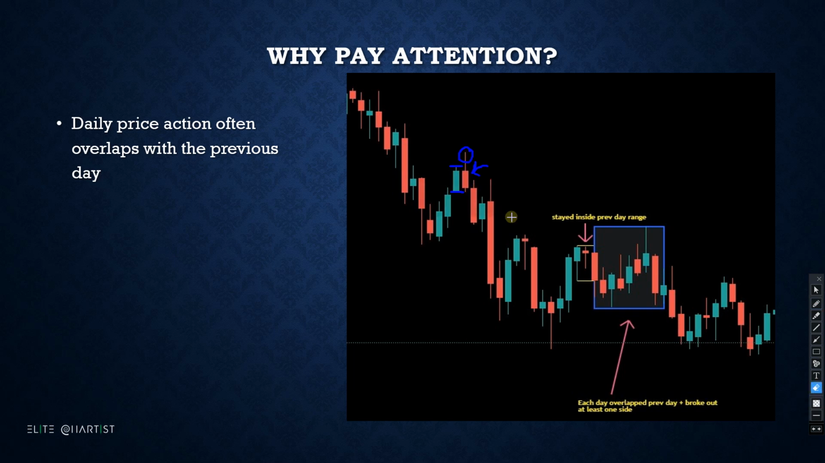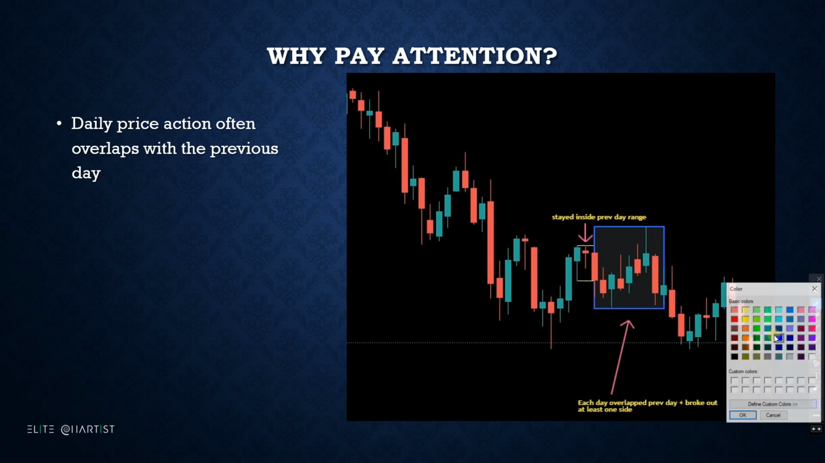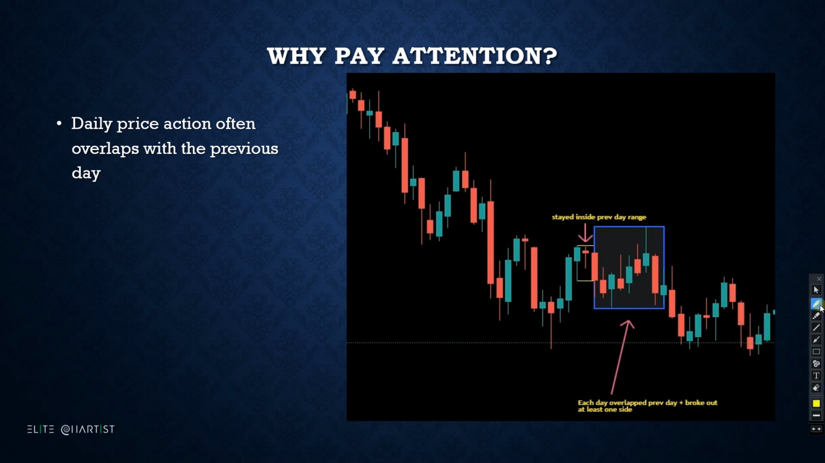Let me just erase that. I'm going to change the color if I can here to something a little bit more visual. Let's use yellow. You can see, let's look at another one. Here was the previous day bar, let's call it. We'll pretend this is the current day. It was inside the range and it popped out the bottom. And it's a wick, so that means it came back. So it popped through, came back.